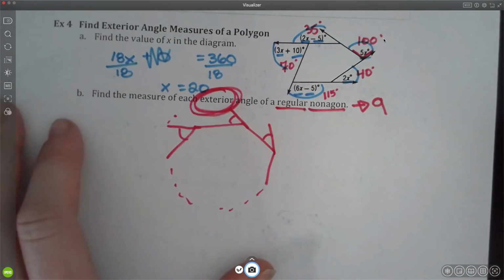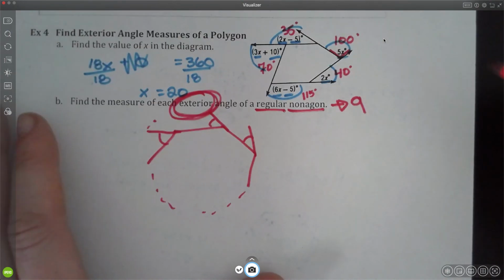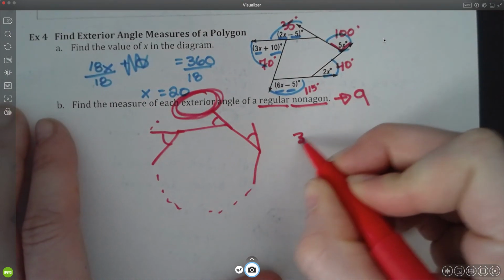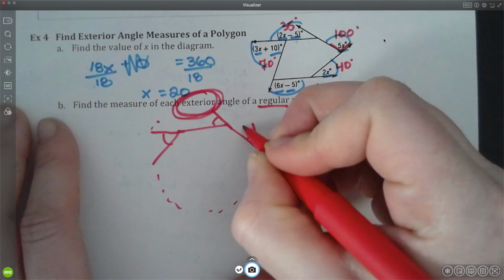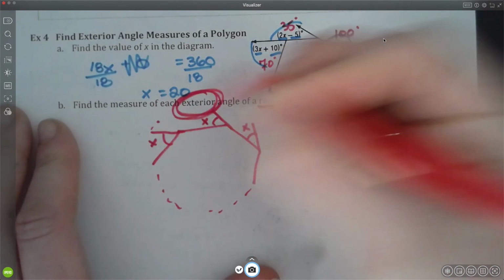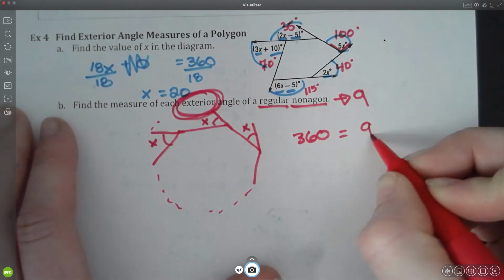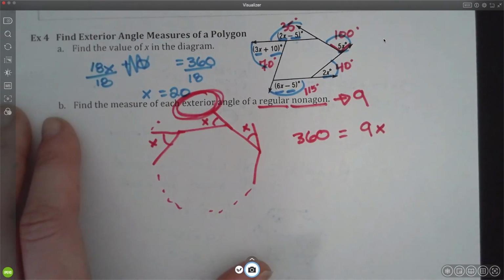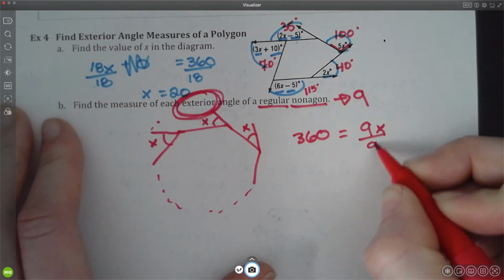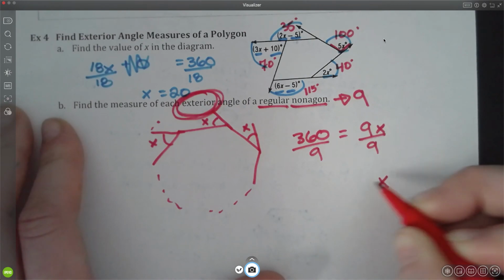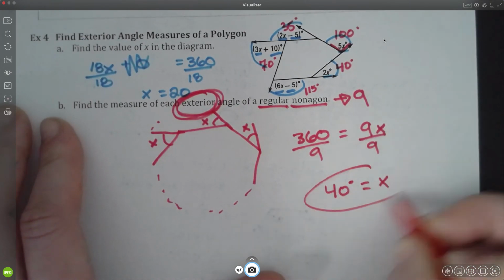What do all of the outside ones add up to be? 360. Okay? So each one of these angles I have going on right here, and there are 9 of them, I want to figure out what each one is. 360 divided by 9 is 40. x equals 40. So each one of those exterior ones is 40 degrees.